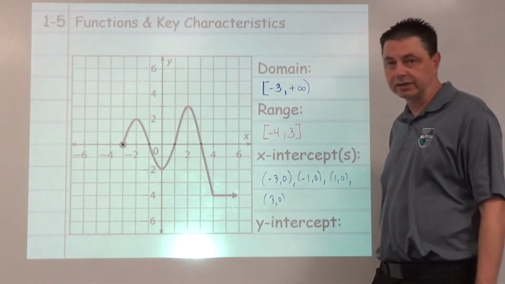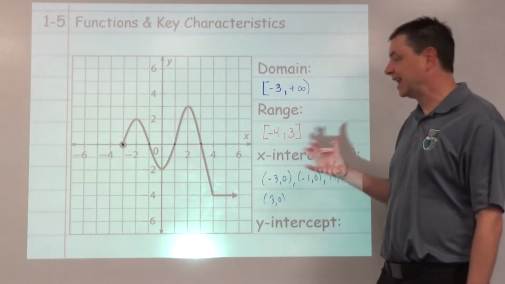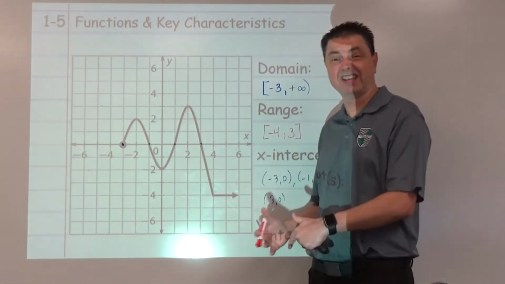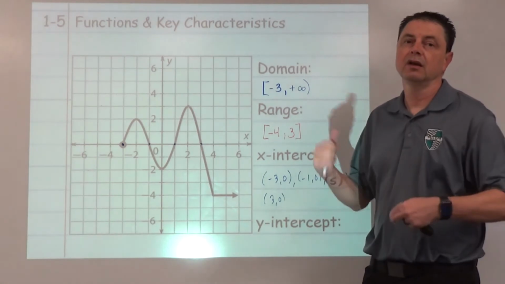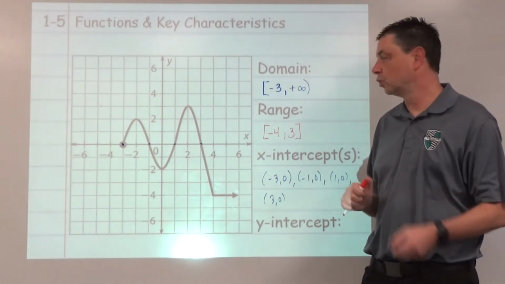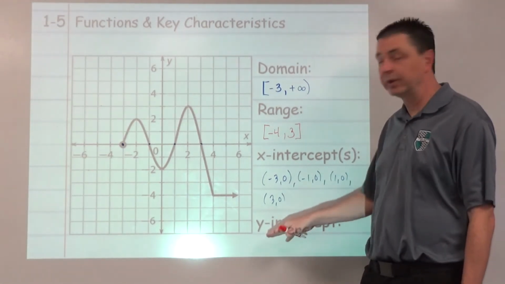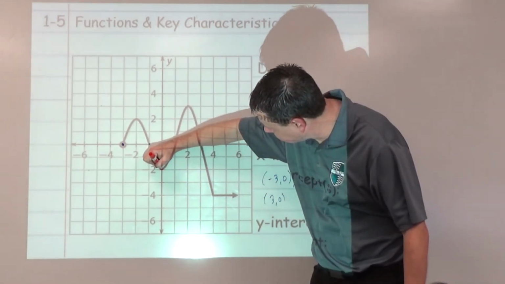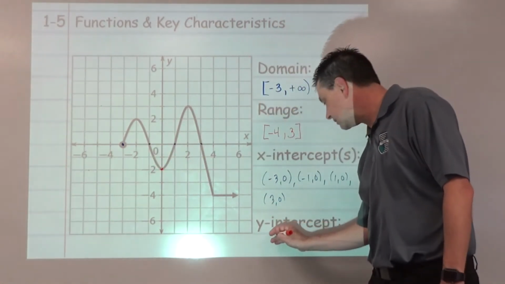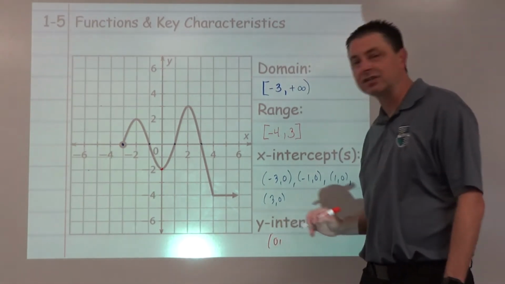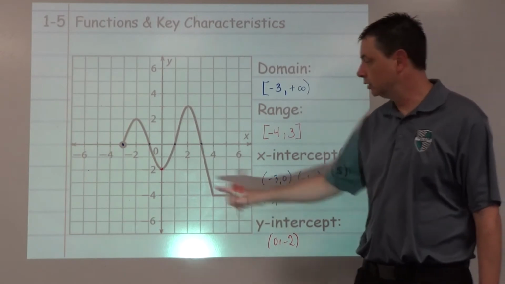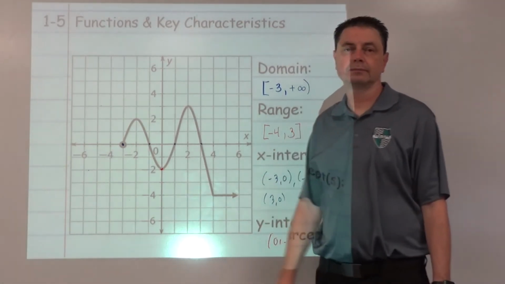The y-intercept, okay, if it's going to have one, not all functions do, but if it is a function, and this is one, there can be at most one y-intercept. So we're talking about where are we crossing the y-axis, and that occurs right here. So that's going to be at 0 as an x-coordinate, comma, -2 as a point there.